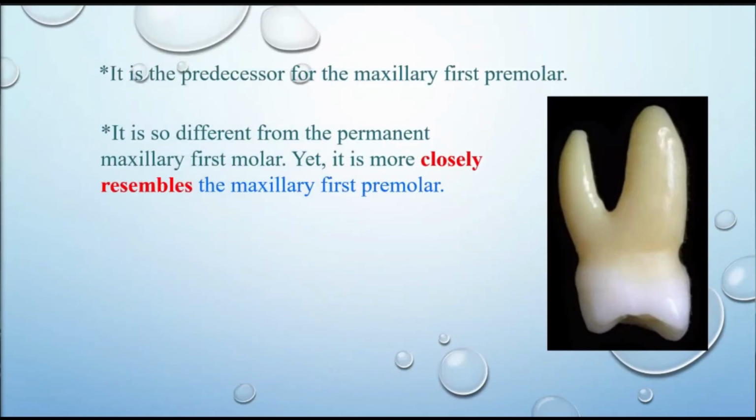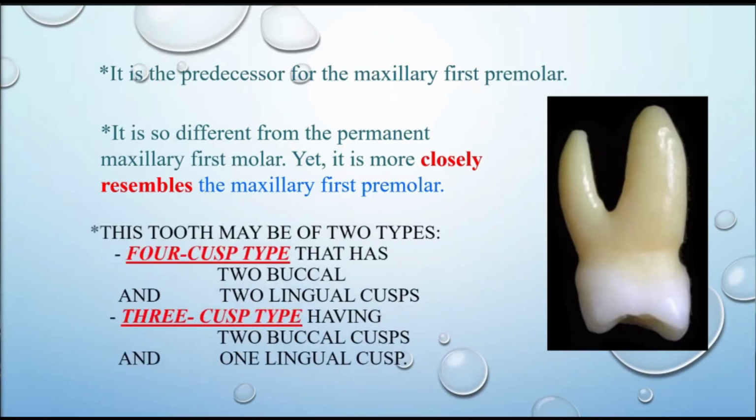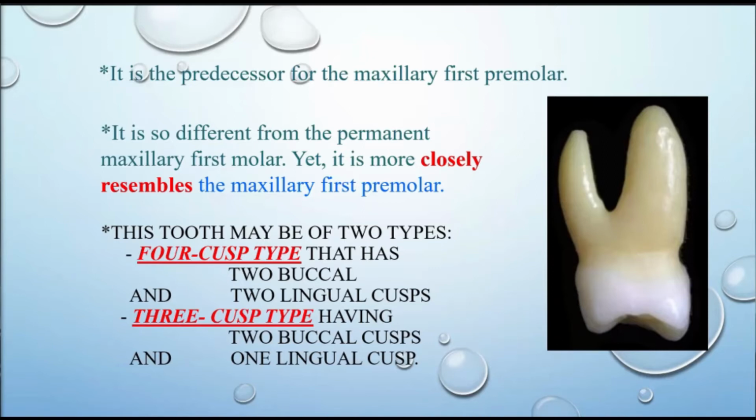It is the predecessor of the maxillary first premolar. Who will replace it? The maxillary first premolar will replace it, and it looks like a premolar. So it is so different from the permanent maxillary first molar, yet it more closely resembles the maxillary first premolar. But when you find that there are 3 roots and 4 cusps, it is not a premolar. The occlusal surface is very narrow, with a tapering on the lingual side; the lingual convergence is too great. Altogether, it looks like a premolar.